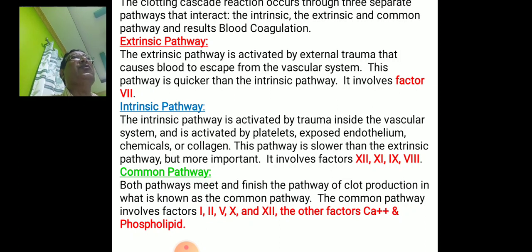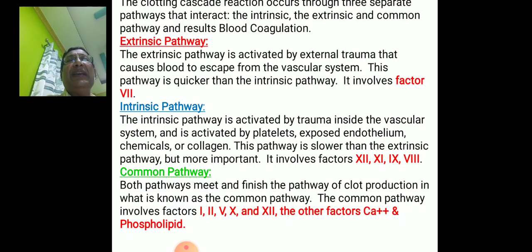The intrinsic pathway is activated by trauma inside the vascular system, and is activated by platelets exposed to endothelium, chemicals or collagen. The pathway is slower than the extrinsic pathway but is very important. It involves factor 12, factor 11, factor 9 and factor 8.